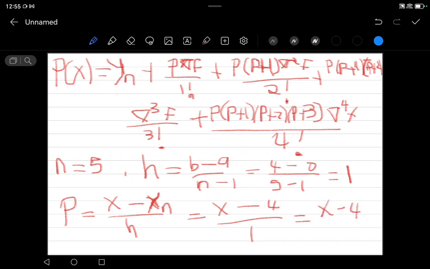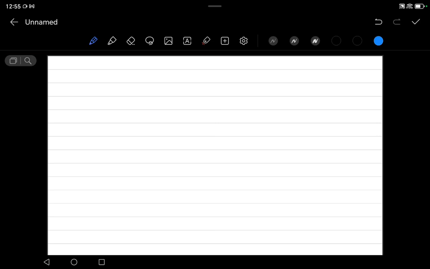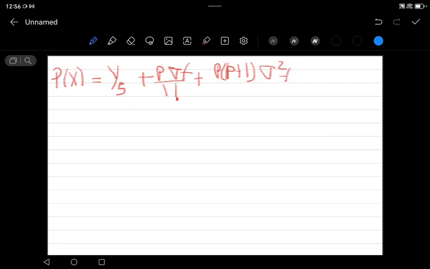Remember, the reason why we're not substituting the value of x here is because we have two values of x. So moving forward, we're just going to substitute the values of p and the value of yn into our equation. Let's move forward. So we have the p of x equals y, the last value, which is y5, plus p, the backward f, over 1 factorial, plus p into p plus 1, backward squared f over 2 factorial.